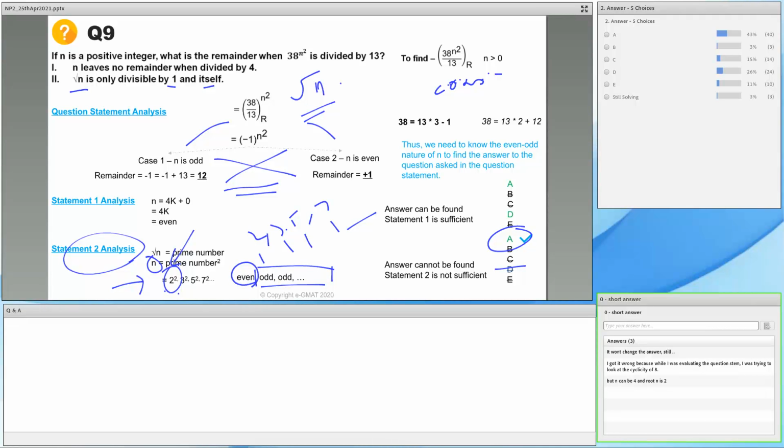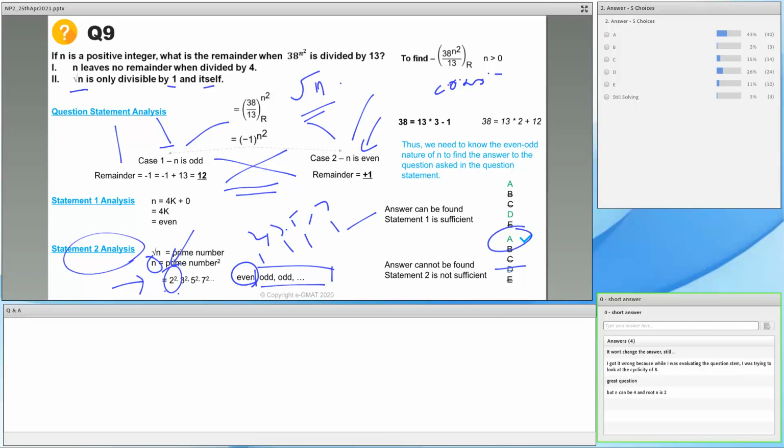N is, you say n can be 4, right? If n is 4, this is even, no. But n can also be odd. What if root n is 3, then n is actually 9. So it could be this or it could be this. It could be odd or it could be even. The use case which you are providing, n can be 4. That is precisely the reason why I don't know whether n is odd or even, whether n square is odd or even.